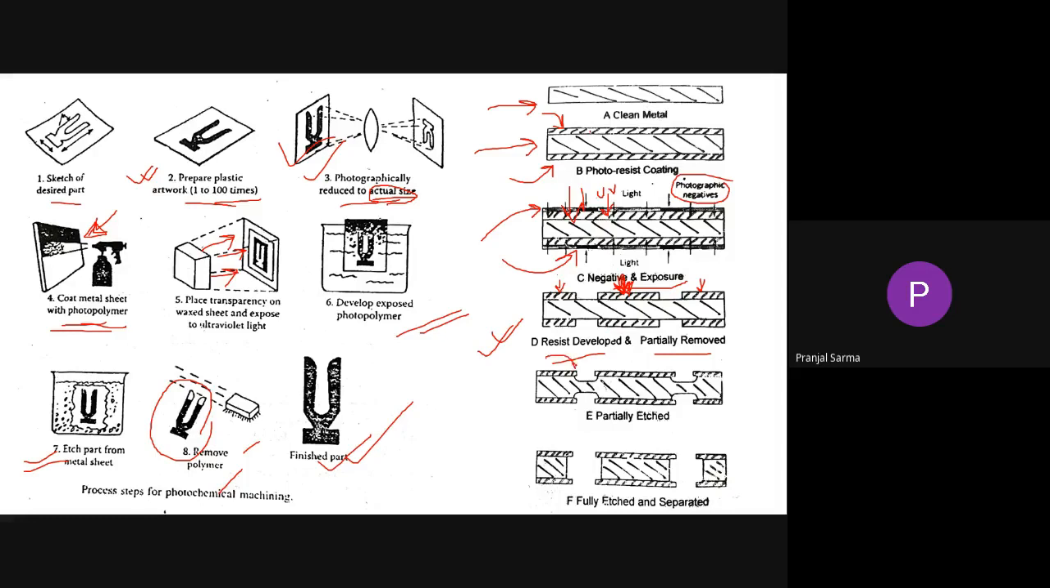After that, partial etching will happen. Wherever there is the toughened portion of the photoresist, it will remain and act like the mask. Etching will be done on the remaining portion. Depending on how long you keep it inside the chemical bath, you can go for partial etching or full etching. If it is fully etched, it is definitely going to get separated. So this is how it is generally performed.